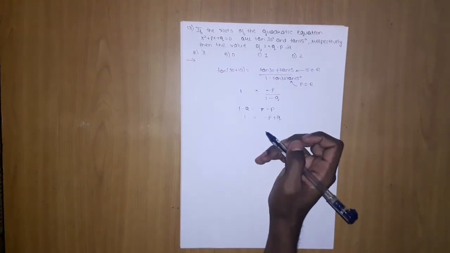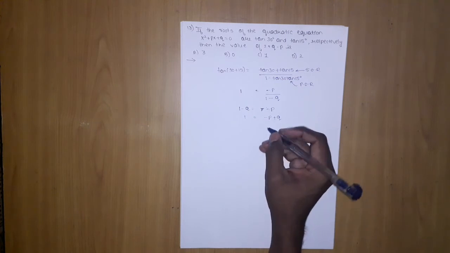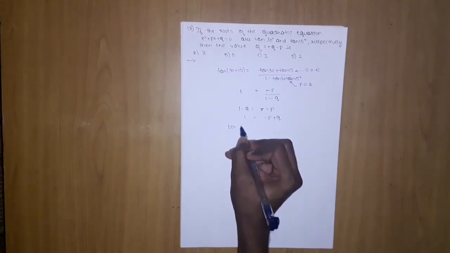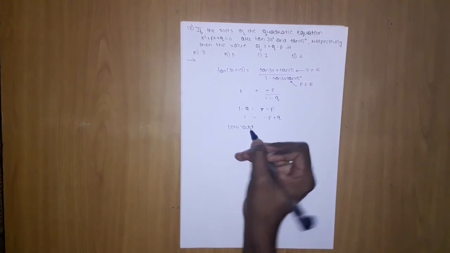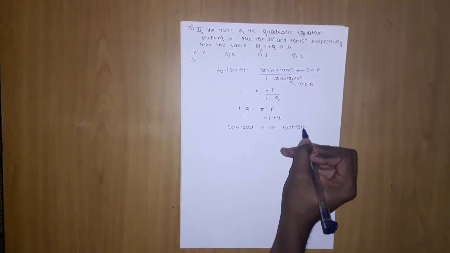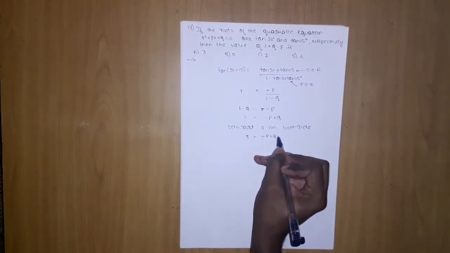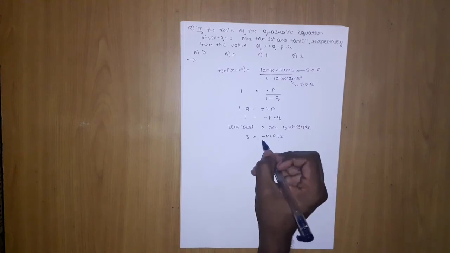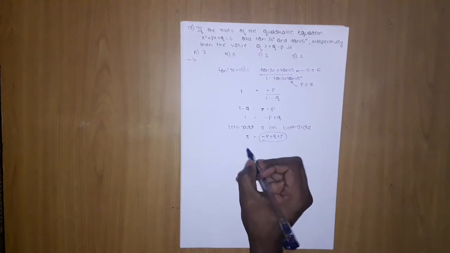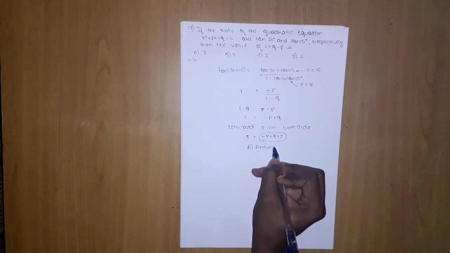Now we want to find minus p plus q plus 2, so let's add 2 on both sides. What we get, this will become 3, and this will become minus p plus q plus 2, so we got this value equal to 3. So A is the answer. Okay guys, A is the answer.